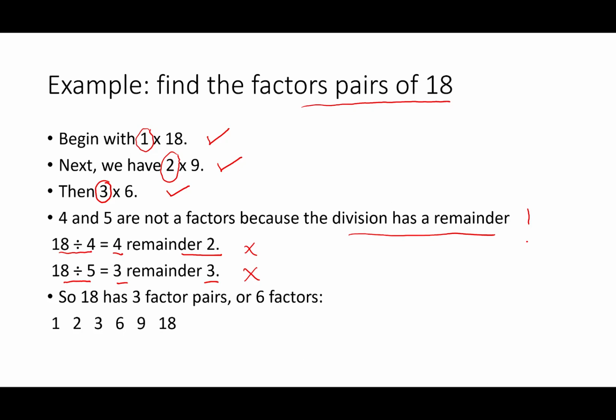So 18 will have 3 factor pairs shown here. 1, 2, 3 factor pairs. If we list all the numbers in the factor pairs, we will have 6 factors for 18: 1, 2, 3, 6, 9, and 18.